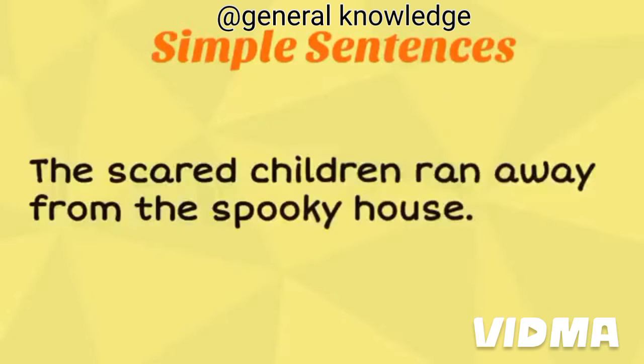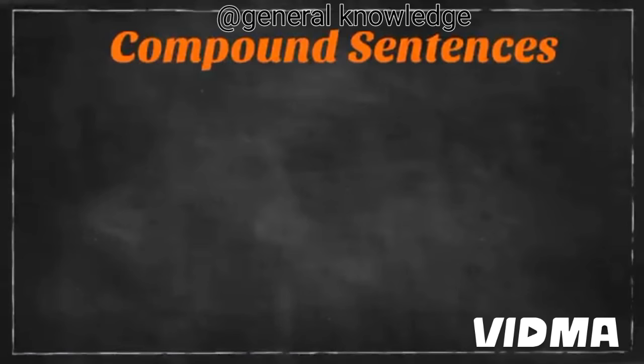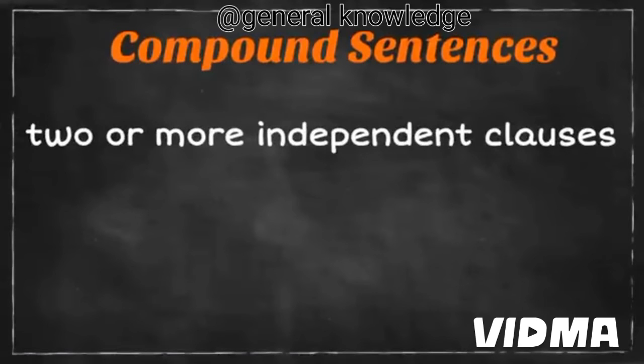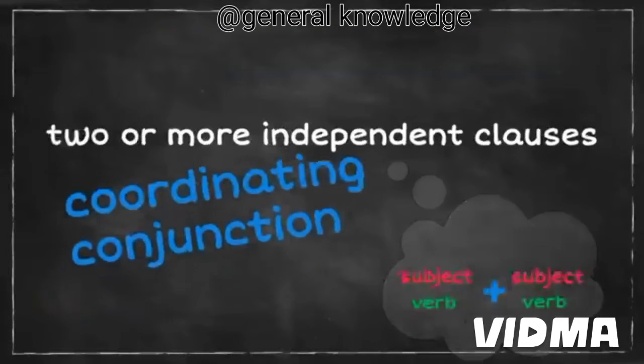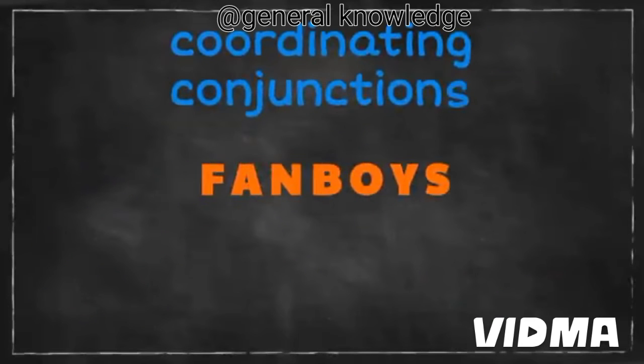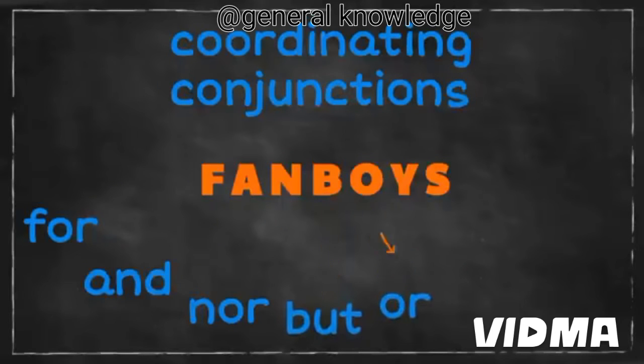Here is another simple sentence. Even though it's longer, we know it's still a simple sentence because it has one subject and one verb. Compound sentences. Compound sentences are a combination of two or more independent clauses joined together by a coordinating conjunction. Remembering the acronym FANBOYS is an easy way to remember the coordinating conjunctions that we can use to join independent clauses.